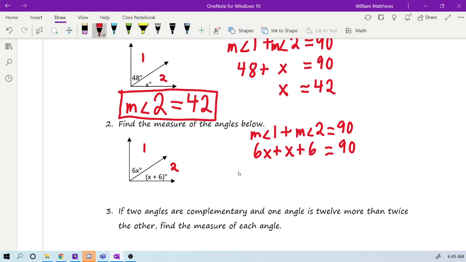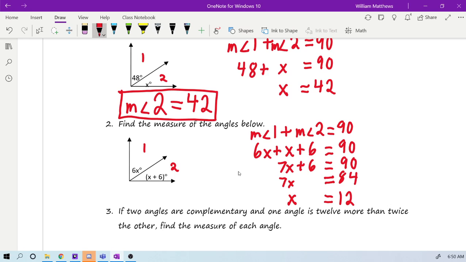This time I have an extra step of combining like terms, which will give me 7x. Still have the plus 6, and it still equals 90. We subtract 6 from both sides. I leave the space so that you can see exactly where the change is happening. And then our last step, we divide 84 by the 7, which will give us an x value of 12.